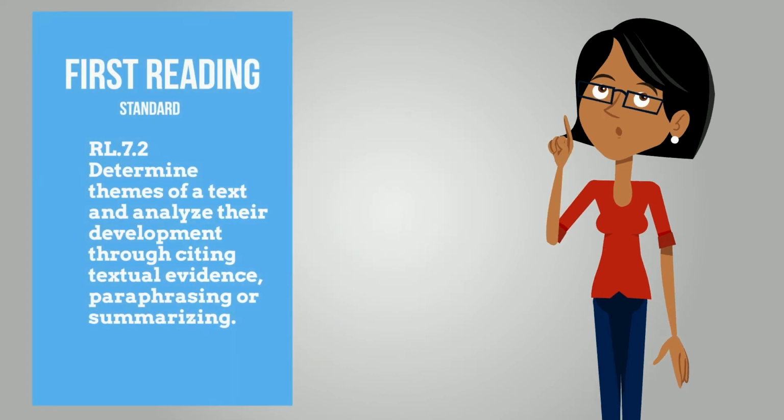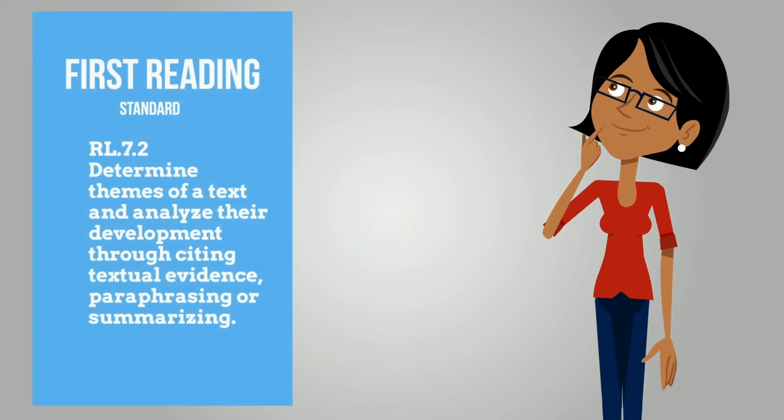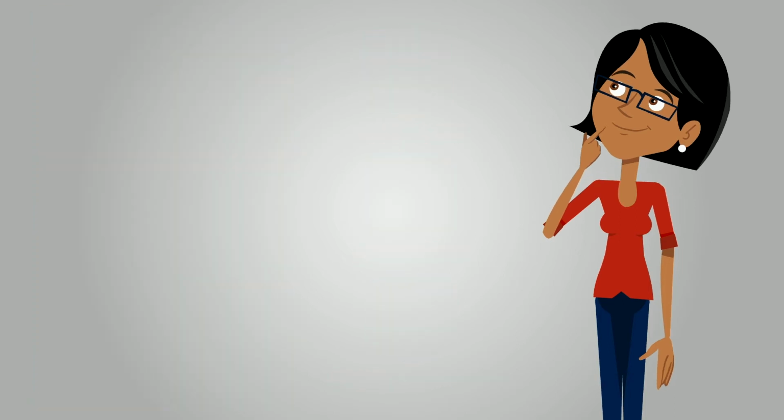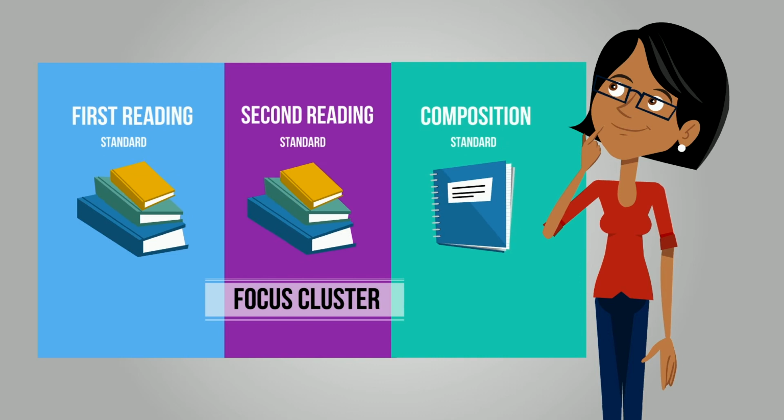Once you choose your first reading standard based on the content you want your students to grapple with, you can use the dimensions in that standard to find the second reading and composition standard pairs that will leverage those dimensions. In doing so, you will have selected your focus standards cluster that will guide the writing of your prompt, making it more rigorous than if it was based on one standard alone. Let's see how this works in a prompt.